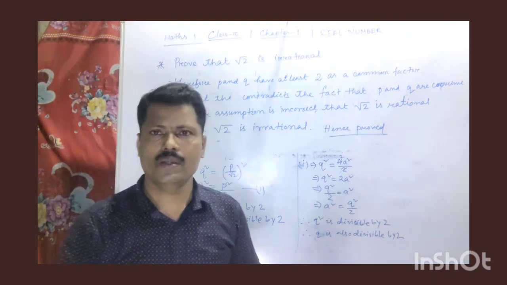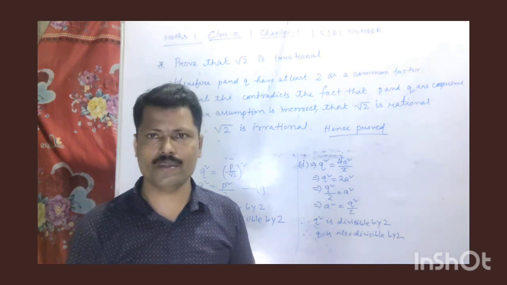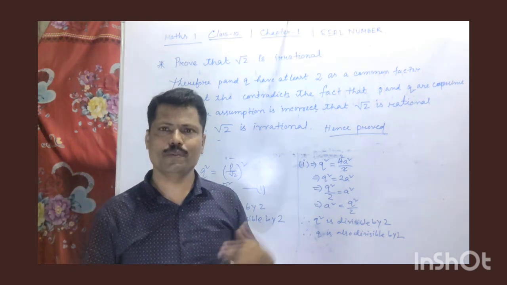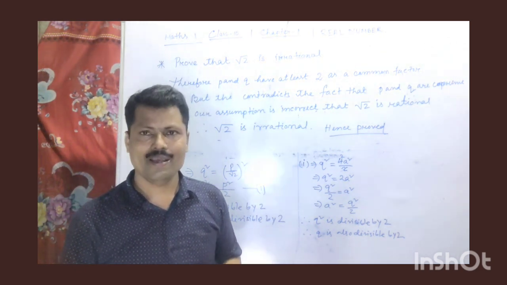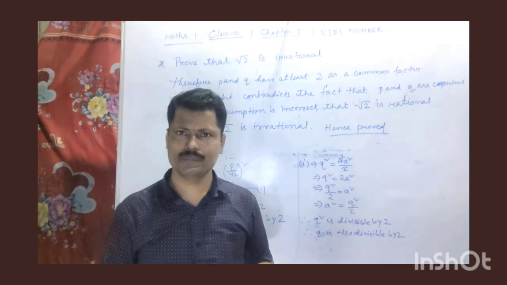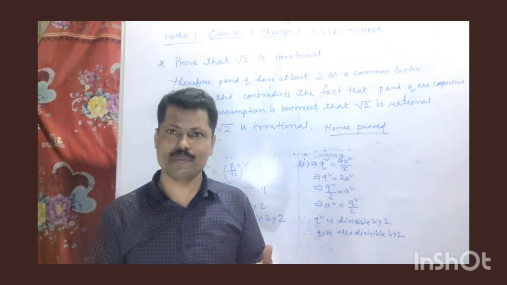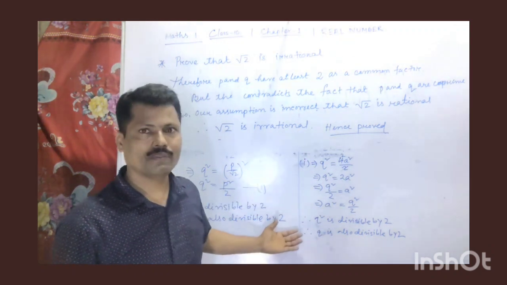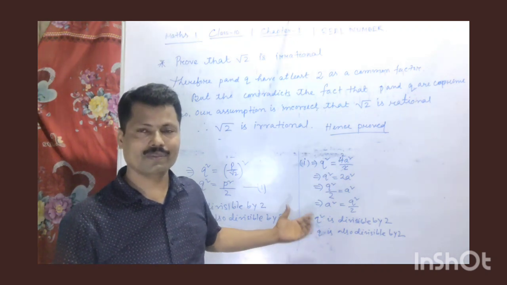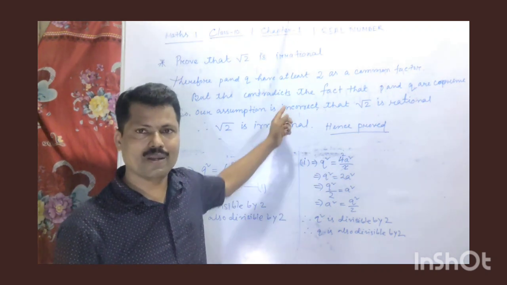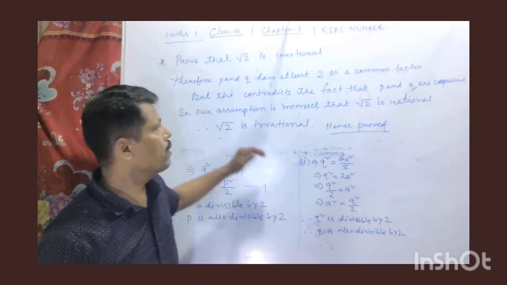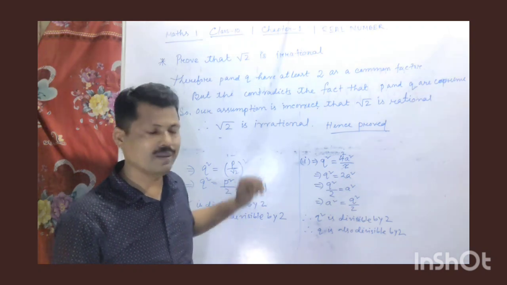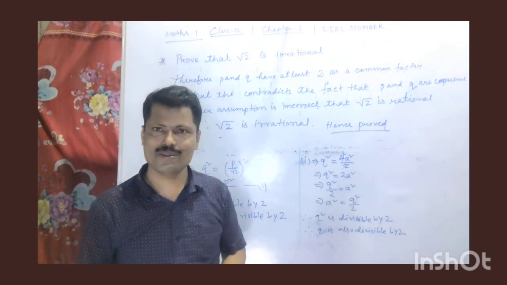Very simple. First we take root 2 as rational. After that we solve this by the contradiction method. We assume root 2 is rational, and in this case p and q are co-prime, that is, there is no other common factor other than 1. But we have found here 2 as a common factor of p and q. That means our assumption is wrong. That's why whatever we have taken here, root 2 is rational, is wrong. That means root 2 is irrational. Hence proved.